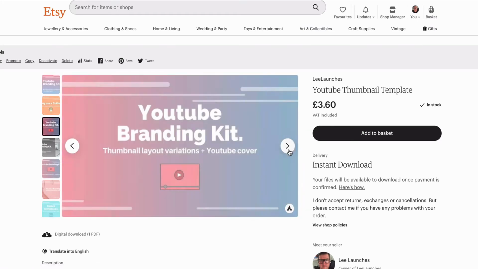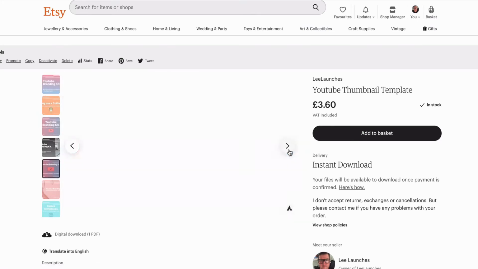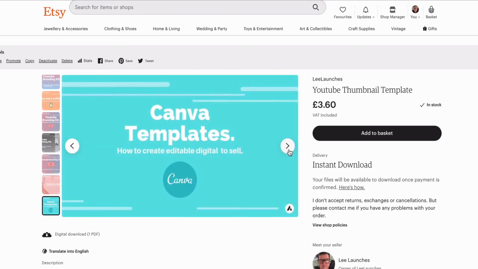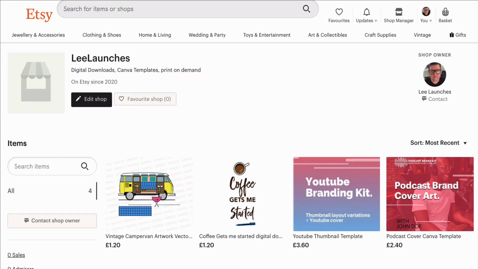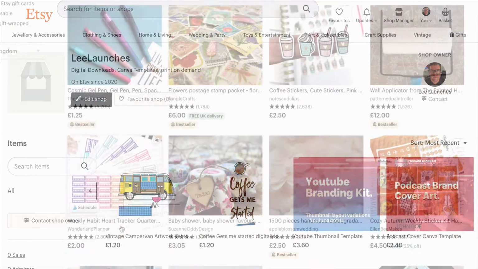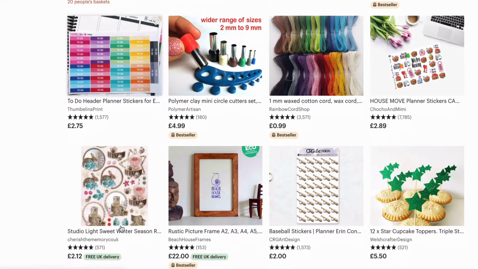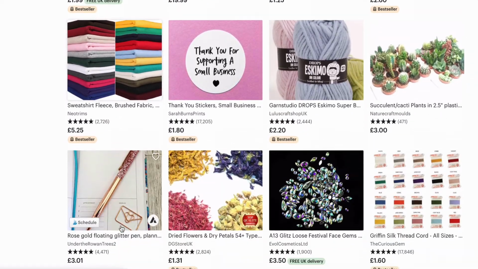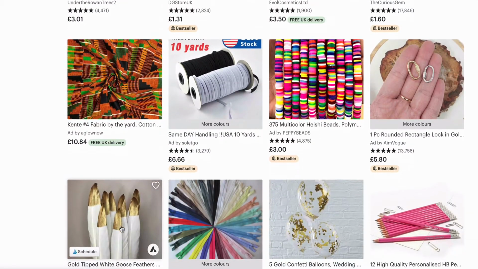But my focus for this series and going forward for my store is that I want to sell digital downloads, the instant downloads, printables, that kind of thing. Those are the kind of products that I'm going to be selling on Etsy. I'm not going to be selling handmade crafts or things that need to be made or any of those kind of things. Everything I'm going to be creating in my store is going to be an instant download.